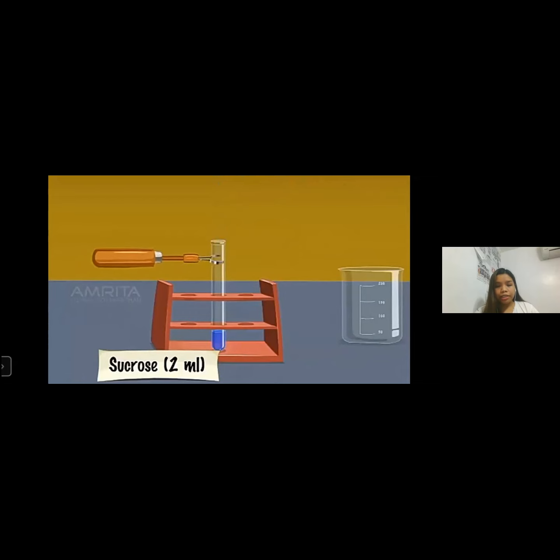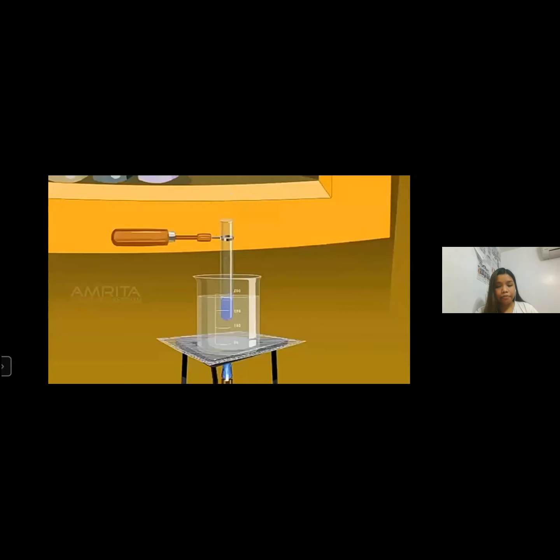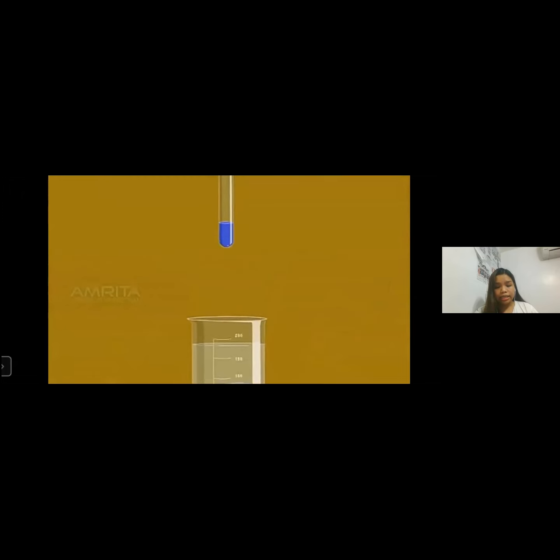Then we are going to get the test tube holder, remove the test tube from the rack and place it in boiling water for a few minutes. As you may observe, the color remains the same. Therefore, our test for sucrose solution is negative, indicating that sucrose is a non-reducing sugar, meaning a carbohydrate that is not oxidized by a weak oxidizing agent.